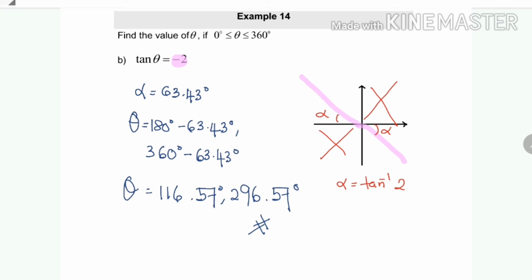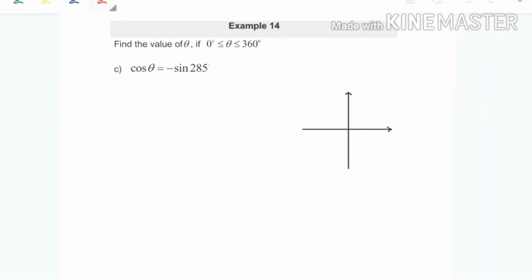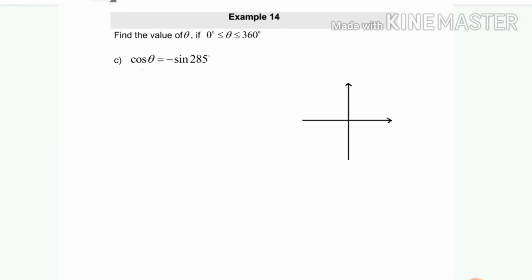Example 14c. Cos theta equals negative sine 285 degree. Let's press the calculator. And we have that this equals 0.9659. This is a positive value.